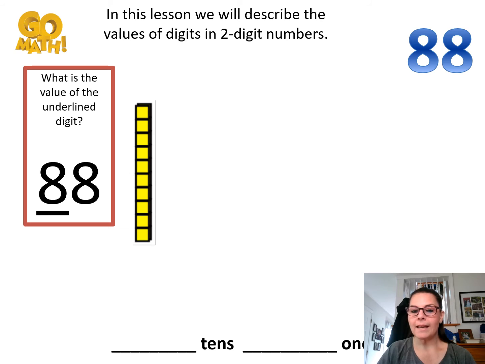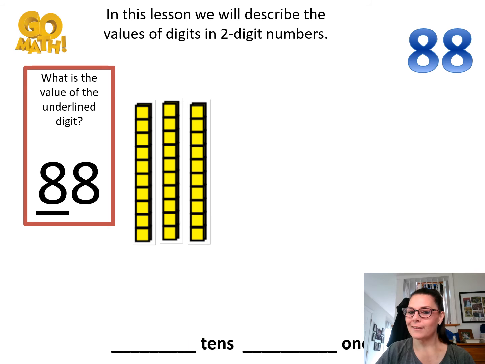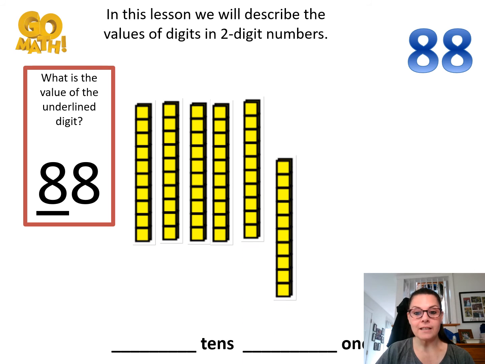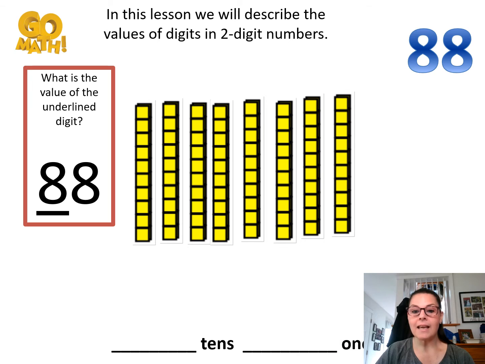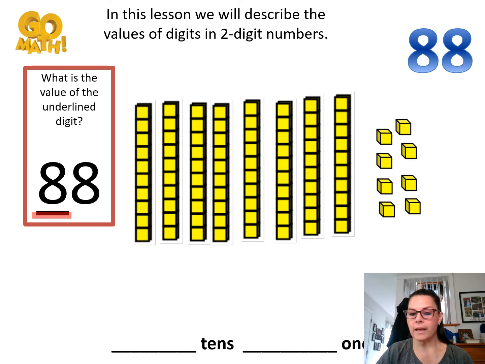All right. Ooh, 88. Ooh, I'm already starting the pictures. 10, 20, 30, 40, 50, 60, 70, 80. 81, 82, 83, 84, 85, 86, 87, 88. Now, which digit is underlined? This one. Oh, they're both 8s though. Is this the 10s or the 1s? It is the 10s. We have 8 10s and we have 8 1s, but I'm only going to pay attention to the 8 10s because that's the digit they've underlined.